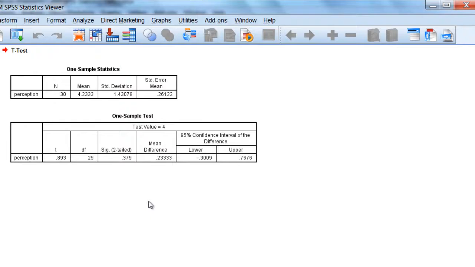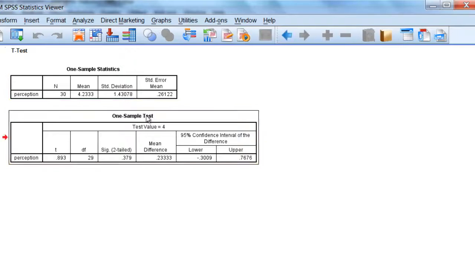Then we get our output that opens up in the viewer window. We can see that our 30 participants had a mean of 4.23, which was just slightly above neutral. So in other words, in the sample at least, the opinions were slightly better than neutral, so slightly favorable, with a standard deviation of 1.43.